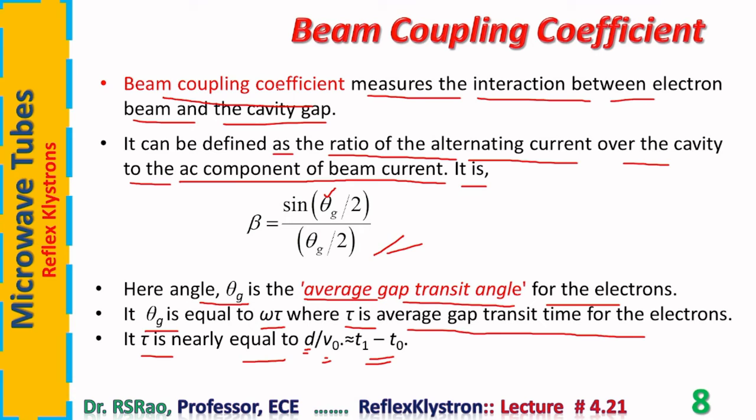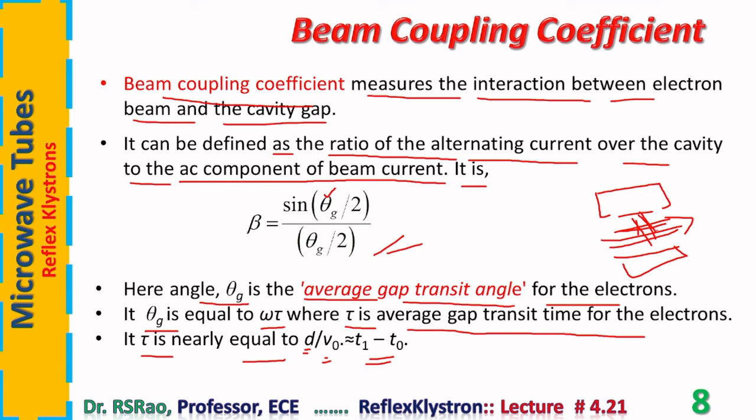Now, what is the idea? What is the concept behind the beam coupling quotient? Here is the cavity. It is a re-entrant cavity. The electron beam is made to run through the cavity gap. When the beam is crossing the gap, there exists an interaction between the cavity and the beam. There exists a mutual influence between them. How much is the interaction?